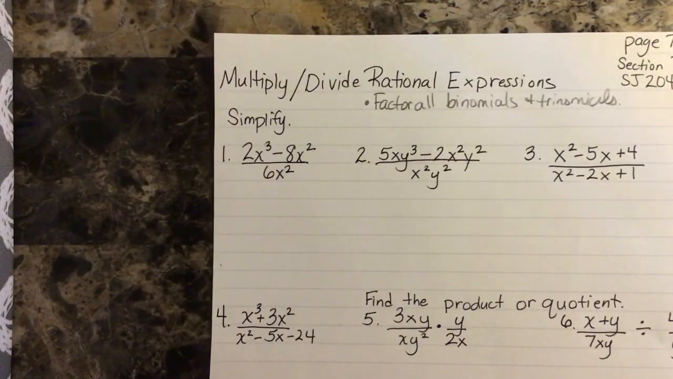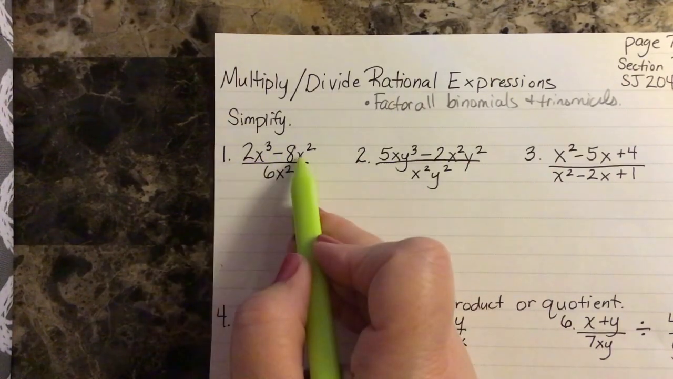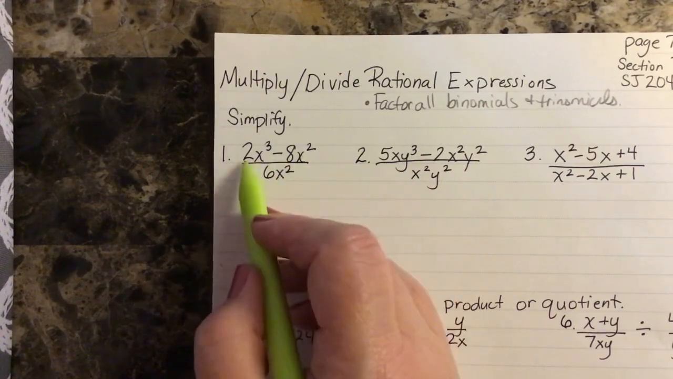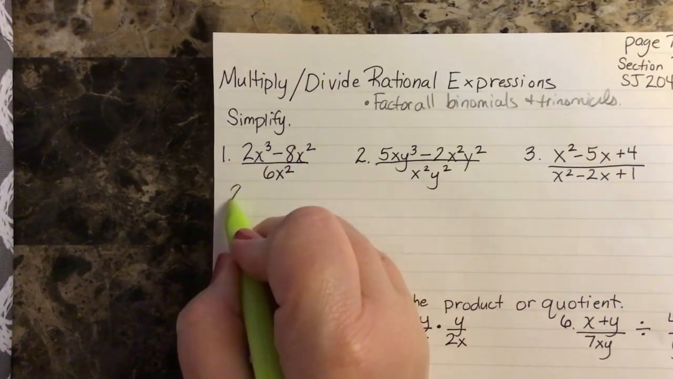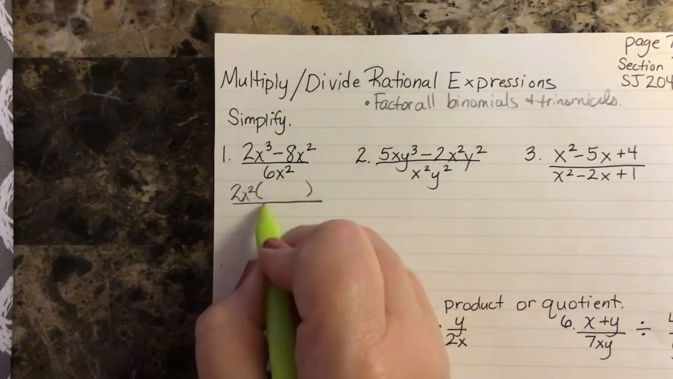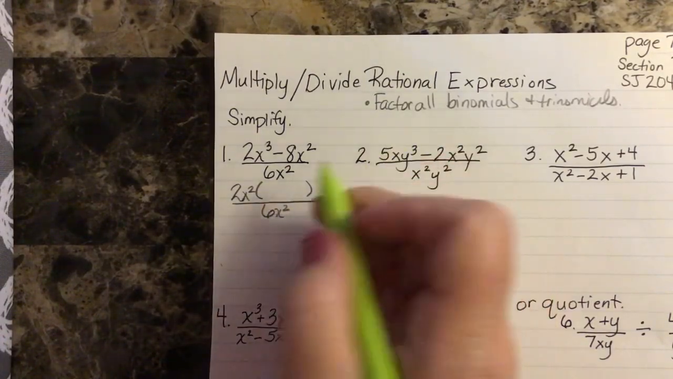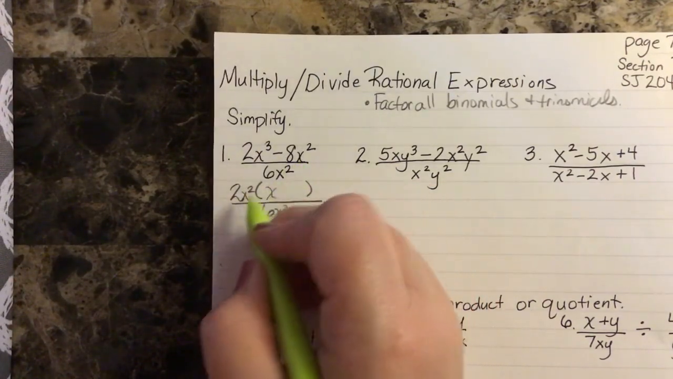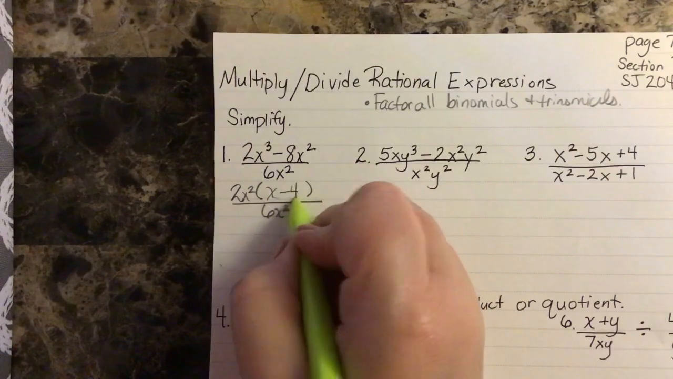I want to reduce it because I have a fraction I want to reduce. But I have a binomial in the numerator. Can I factor that binomial? Yes, there's a common factor of 2x squared. So I'm going to factor out 2x squared. I'm going to keep that 6x squared on the bottom. 2x cubed divided by 2x squared is x. Negative 8x squared divided by 2x squared is minus 4.